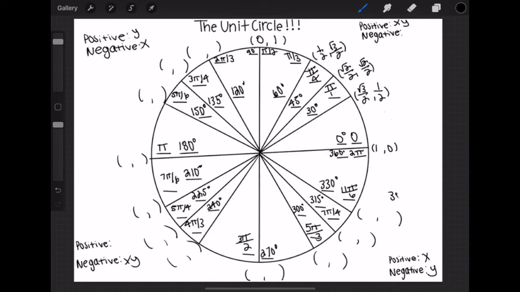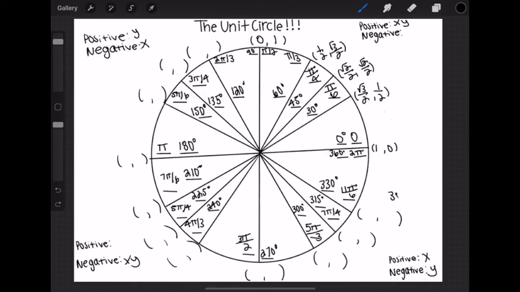As you can see, I accidentally erased that. As you can see, 30 degrees has the points square root of 3 over 2 and 1/2, and so does 60 degrees. So you just have to know that 30 degrees will always have square root of 3 over 2 in the x, and then 1/2 in the y, and then 60 is just the opposite. And how you can remember that is 30 goes with the 3, square root of 3 over 2.